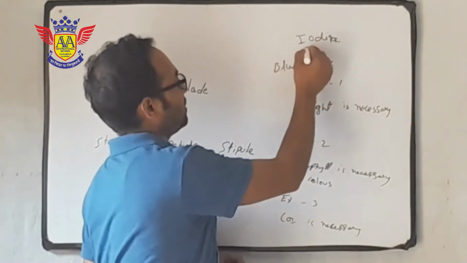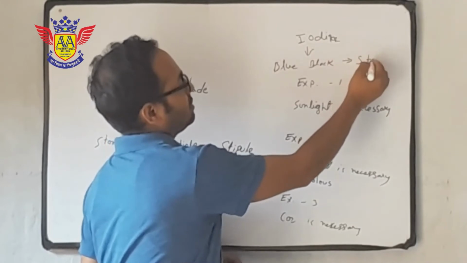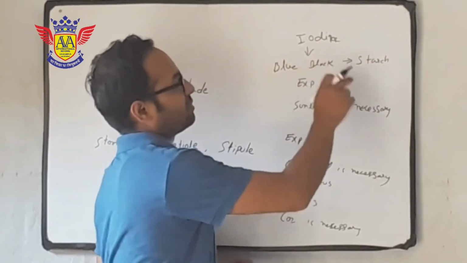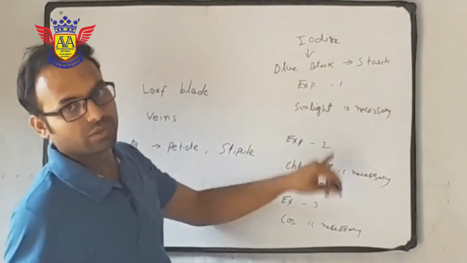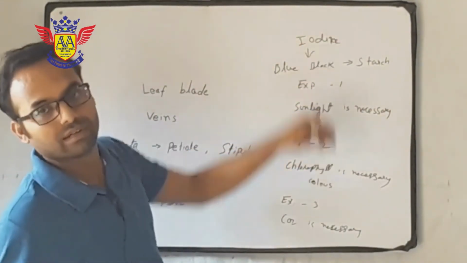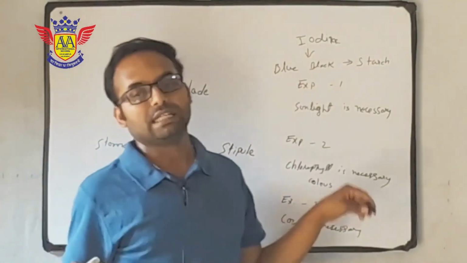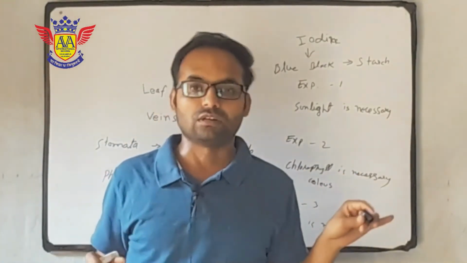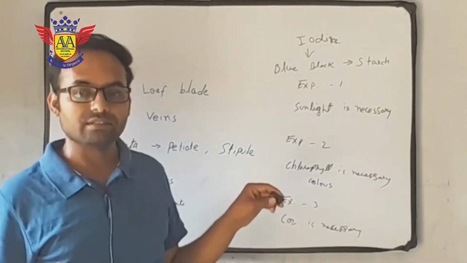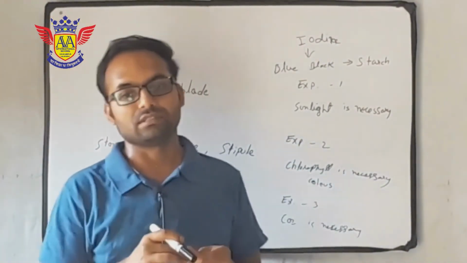If this color change is present, it indicates starch is present in this process, and if there is no starch, that means photosynthesis might not have been done, so something from this is missing. Okay, so this was the summary of your chapter number 1. Now we will look at the exercise, that is question answer.